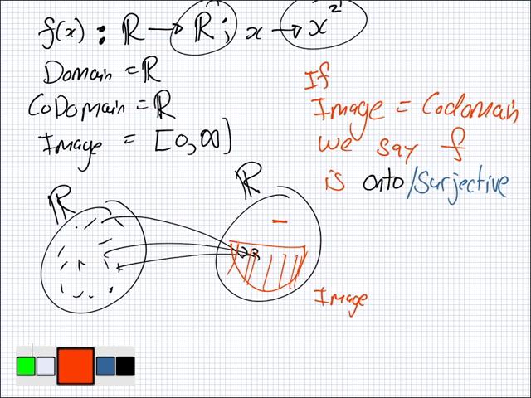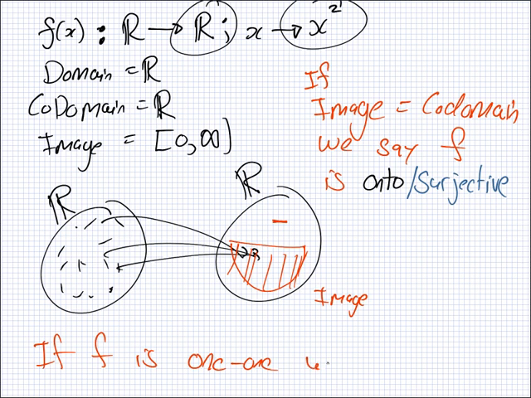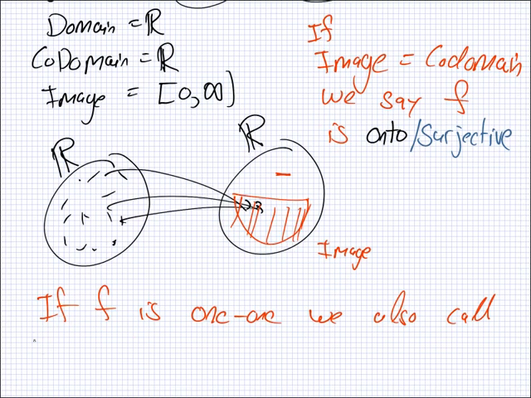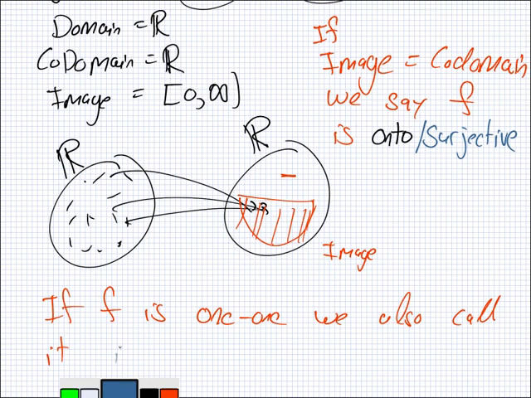Okay, another definition. If f is one-one, we also call it injective.